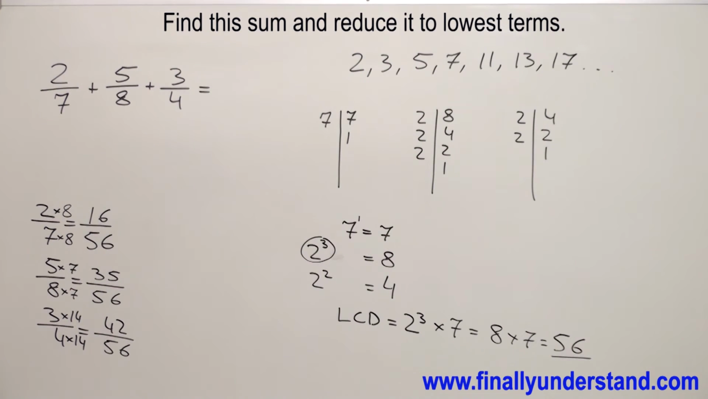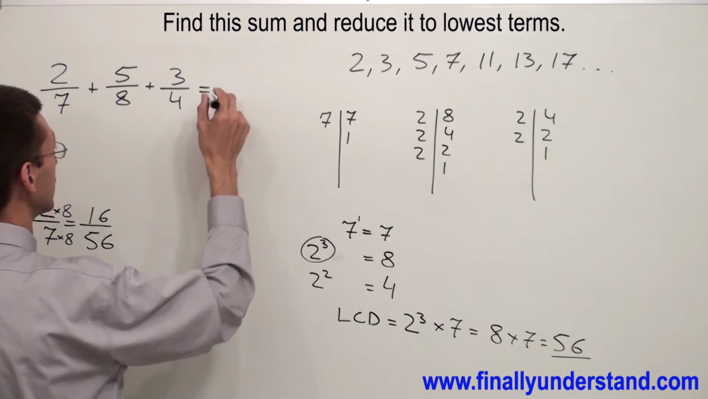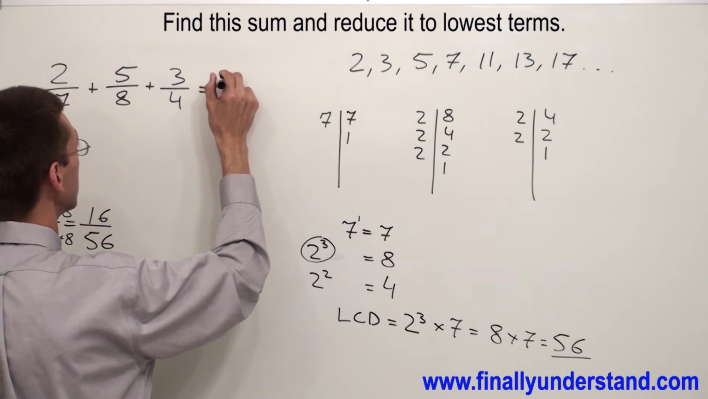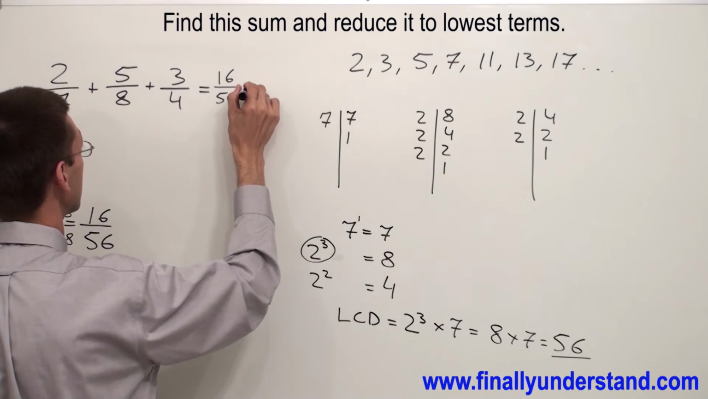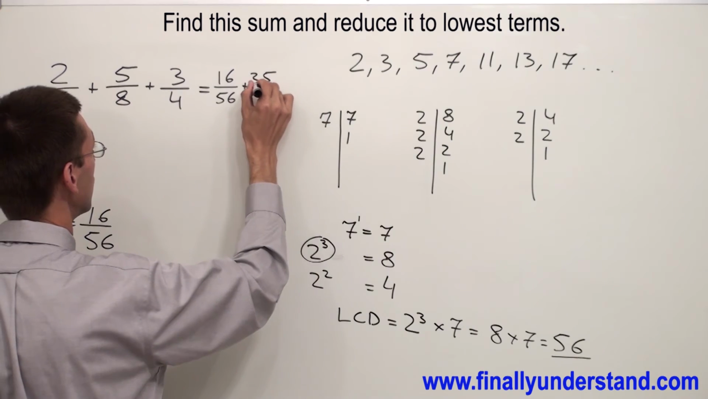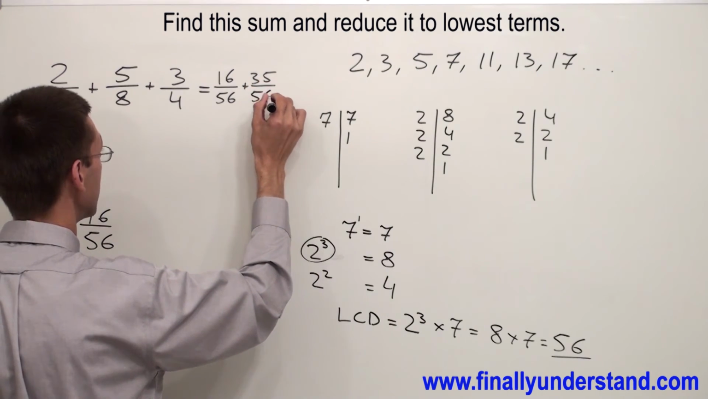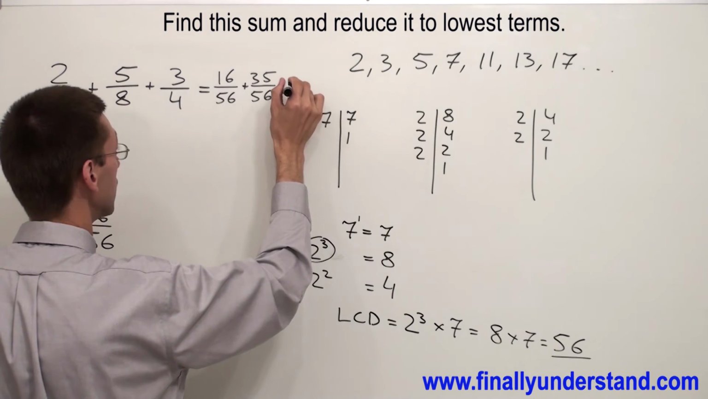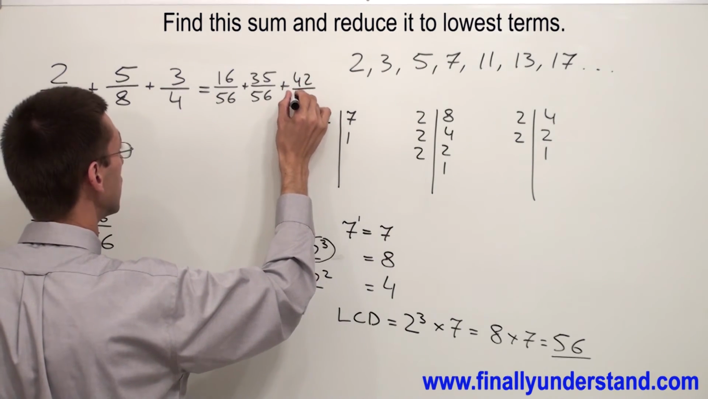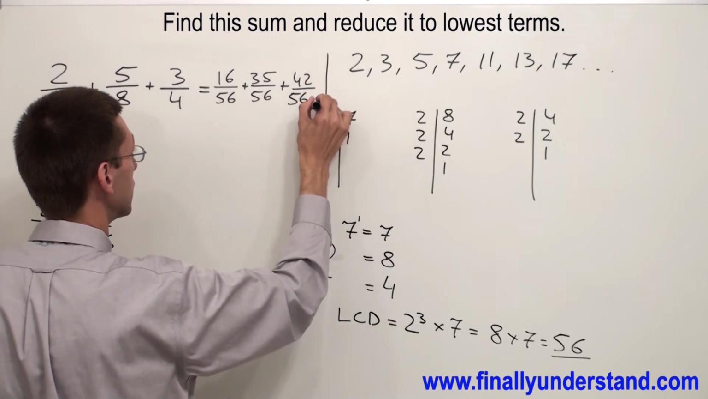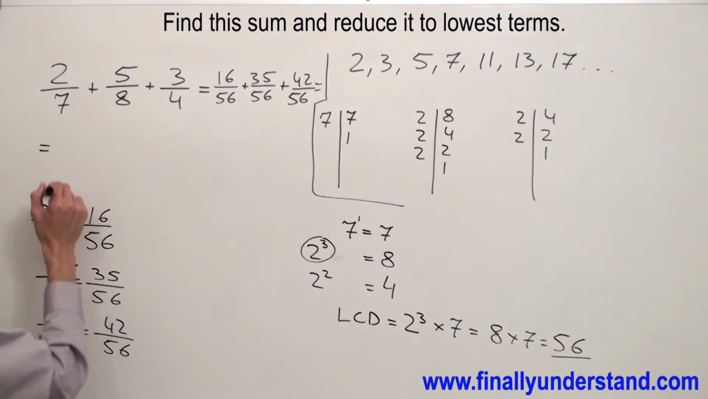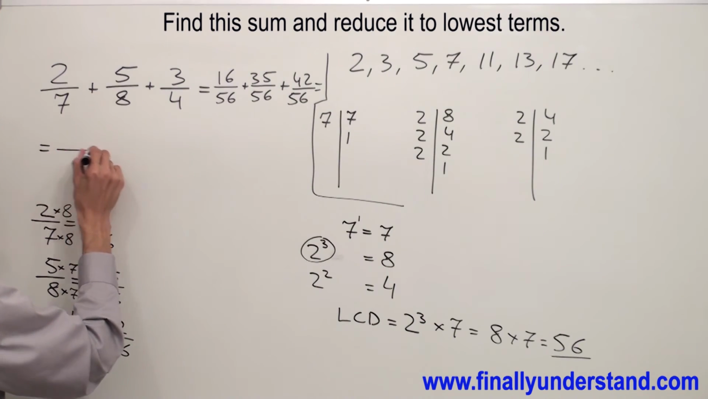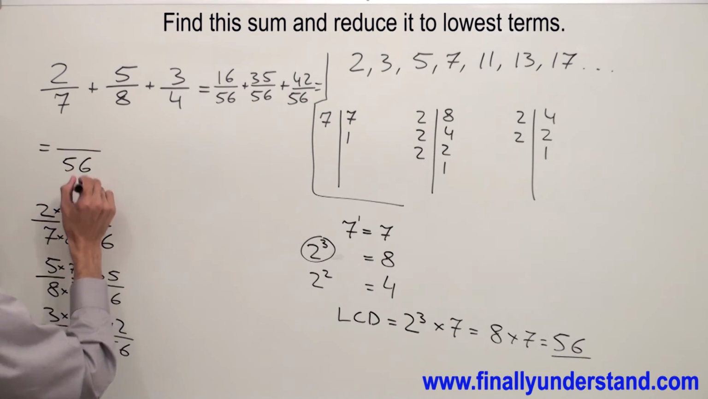Okay? Now, let's copy these equivalent fractions into my equation, which is equal to 16 over 56 plus 35 over 56 plus 42 over 56. This is the different part of the problem. Equals. So now the common denominator is 56.